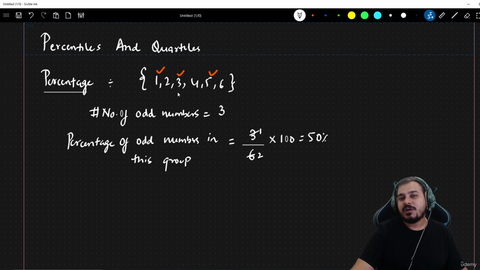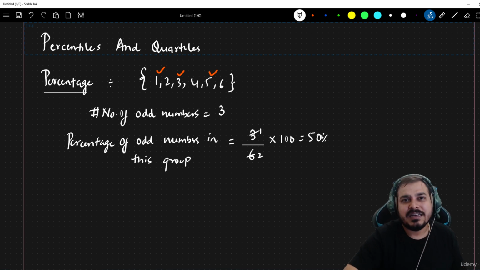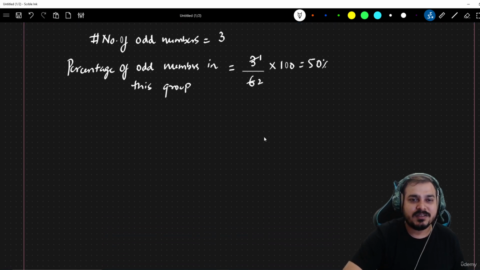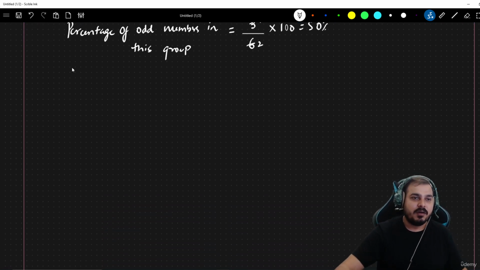Suppose I want to find out what is the percentage of even numbers in this group, or what is the percentage of prime numbers in the group. So we can definitely apply this kind of formula and calculate it. This is what we have already learned in high school. But people get confused with respect to percentiles. Now let's go ahead and try to understand about percentiles.